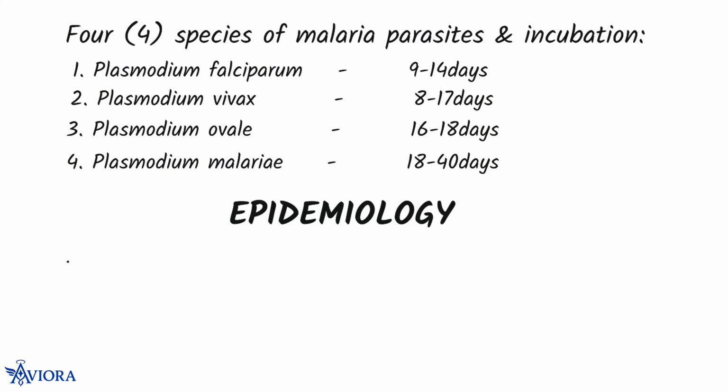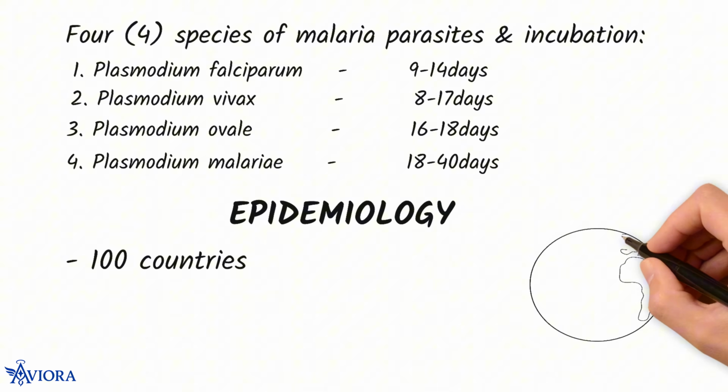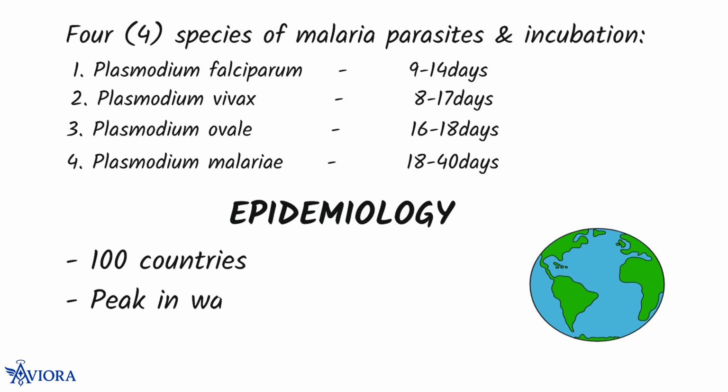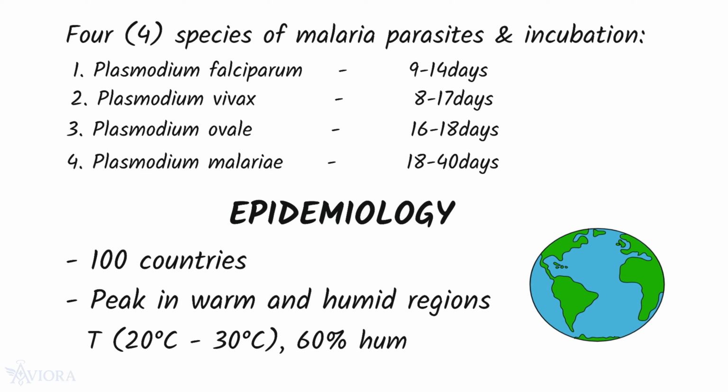Epidemiology. Malaria affects up to 100 countries across the globe. It peaks in warm and humid regions. Specifically, a temperature range of 20 to 30 degrees Celsius and 60% humidity.